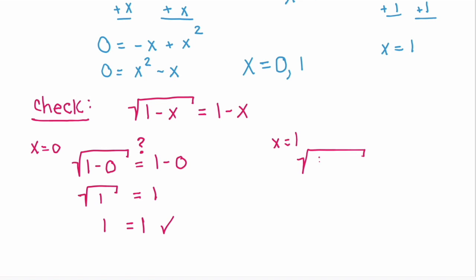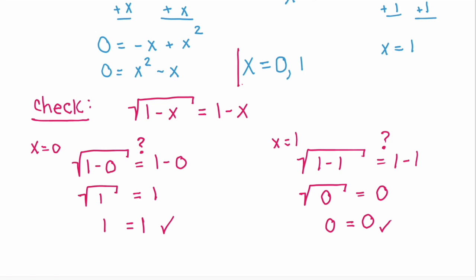So we have the square root of 1 minus 1, and we're checking, does that equal 1 minus 1? And the square root, the radicand simplifies to 0, and on the right, 1 minus 1 is 0. The square root of 0 is 0. And I would agree that 0 does equal 0, so that also checks. So our solution, that x equals 0 or 1, is true.